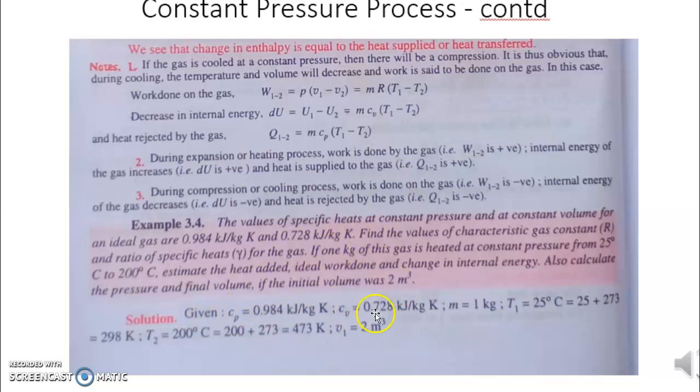Cp is equal to 0.984, Cv is equal to 0.728, m is 1 kg because it is mentioned here 1 kg of this gas. T1 equal to 25 degrees Celsius or it is 298 Kelvin. T2 is equal to 200 degrees Celsius or 473 Kelvin. Volume V1 is 2 meter cube.